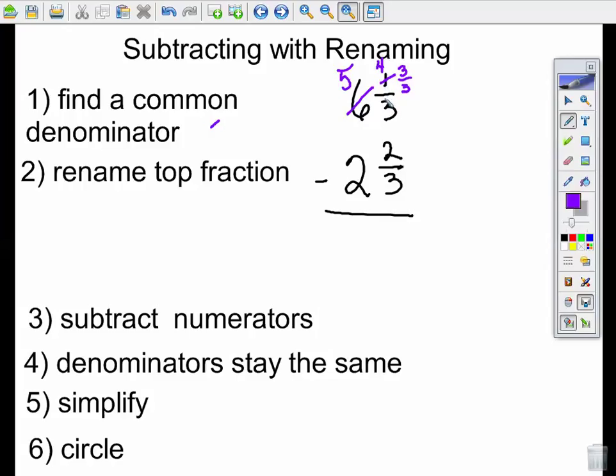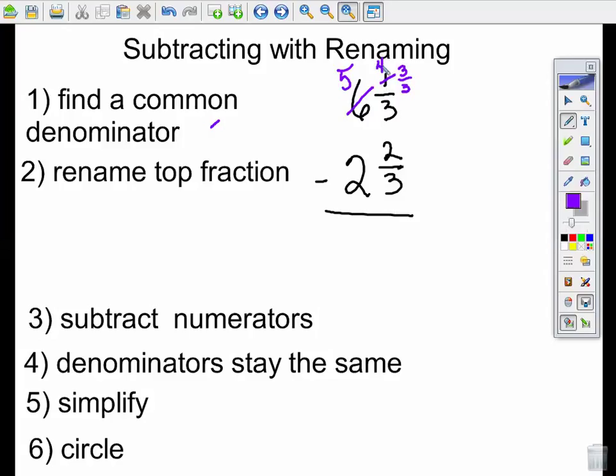Now I'm going to show you a shortcut in just a second. But what I did again is I took 1 away from the 6 and made it 5. And then I put that 1 over here in fraction form and I did 3/3. The reason I used thirds is because I already have a denominator of 3. So 1/3 plus 3/3 is 4/3.